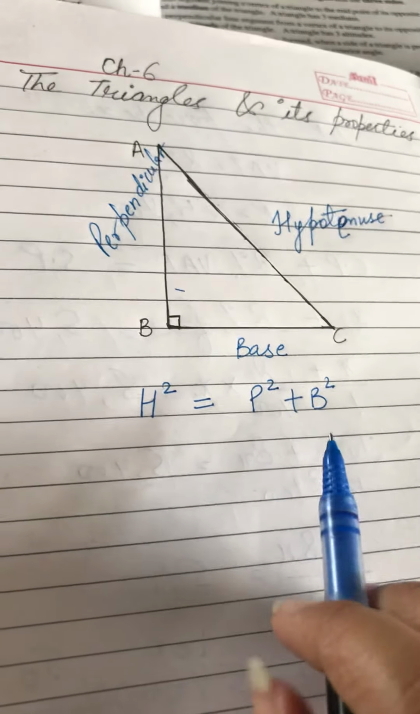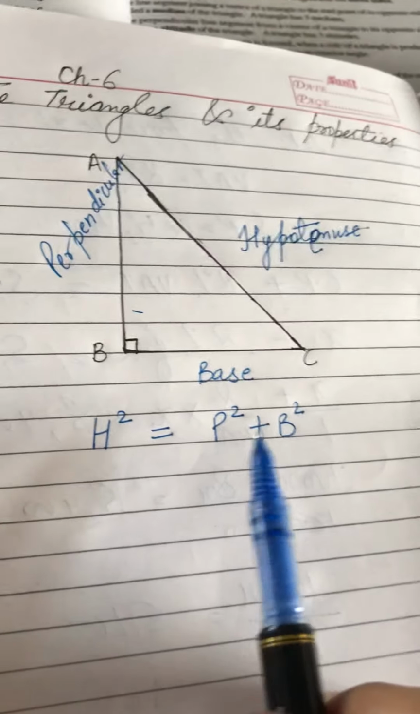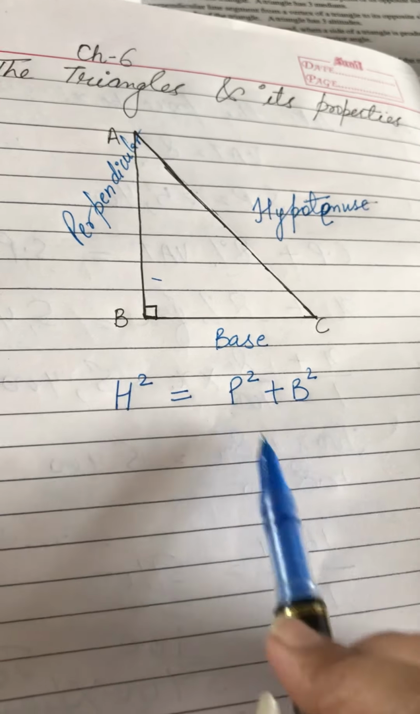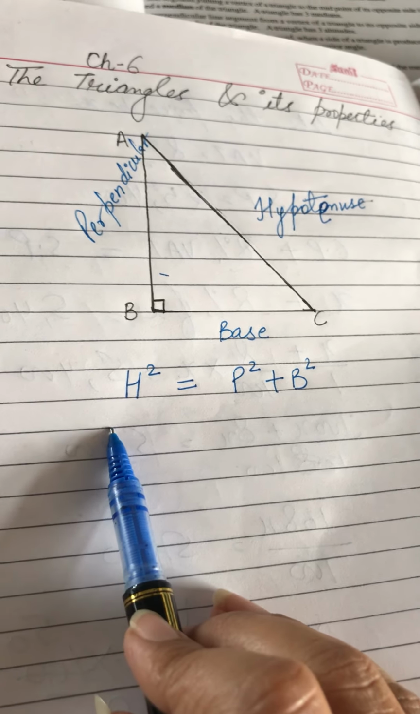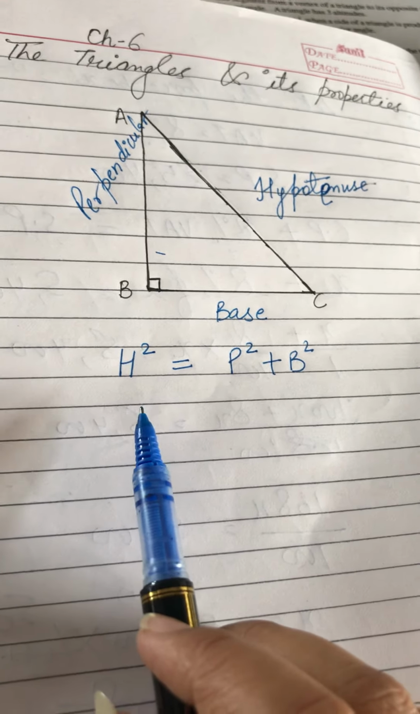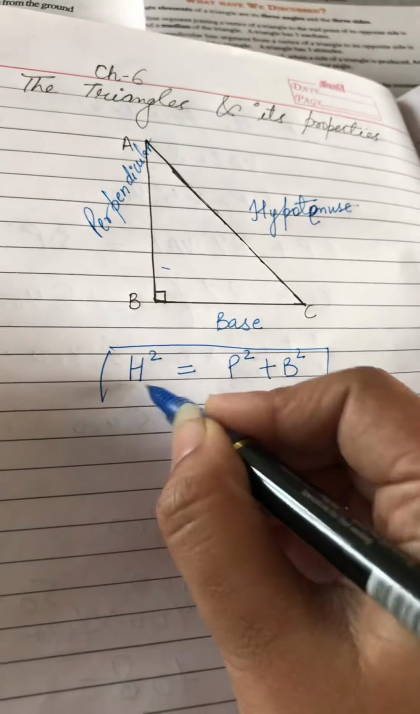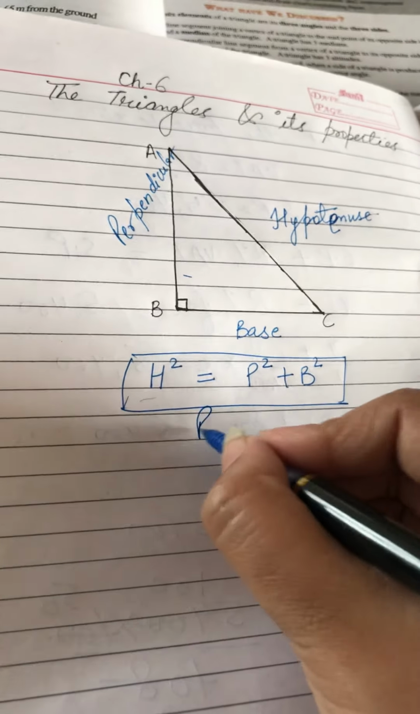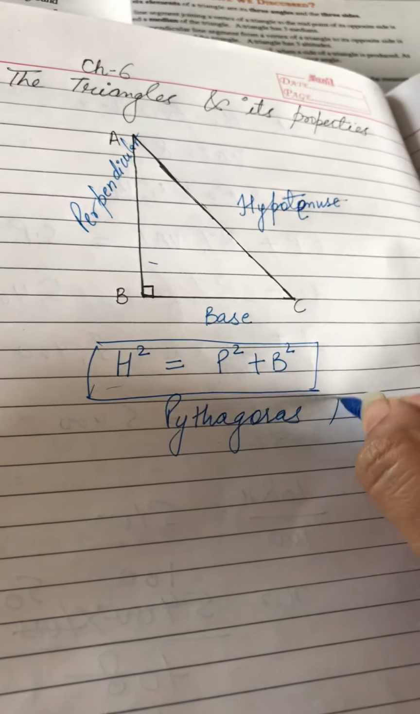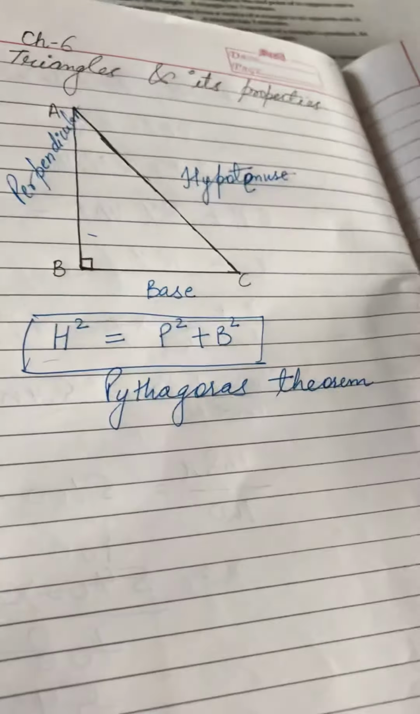So whatever the length of the perpendicular and base is, if you square those numbers and add them, it is going to be equal to the square of the hypotenuse. This is called the Pythagoras theorem. It is the most important theorem in mathematics.